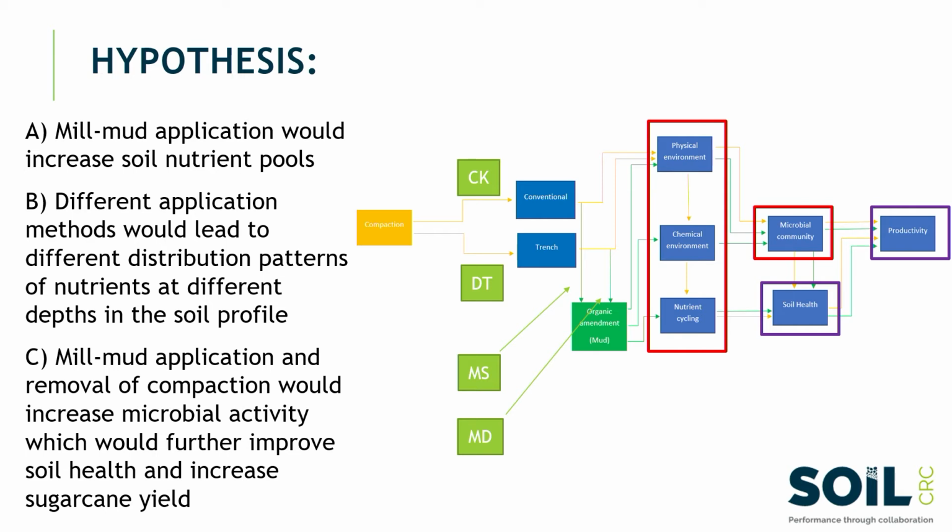So in this experiment, we have 3 hypotheses. One is that mill mud application will increase the soil nutrient pool, and different application methods will lead to different distribution patterns of the nutrients. And also that the removal of compaction will increase microbial activity, which will further improve the soil health and increase the yield.